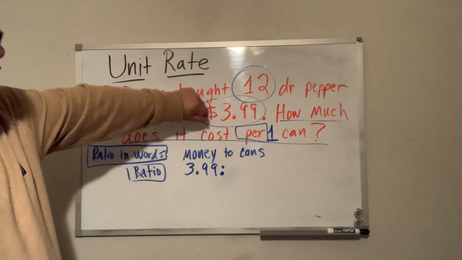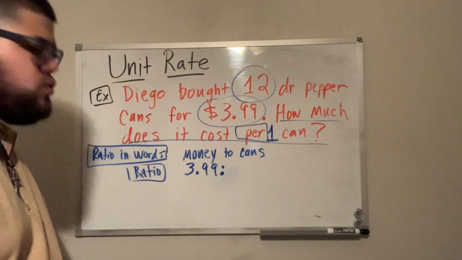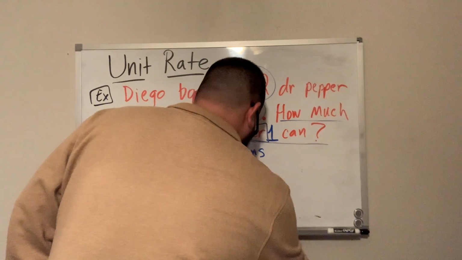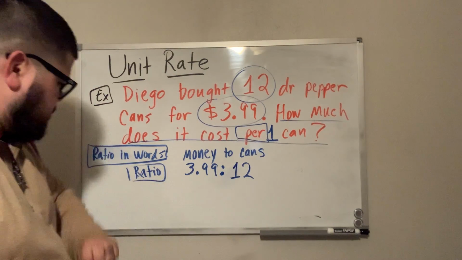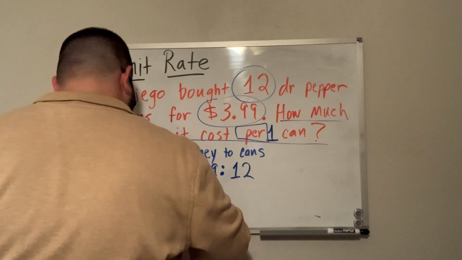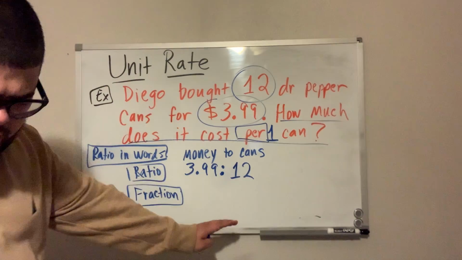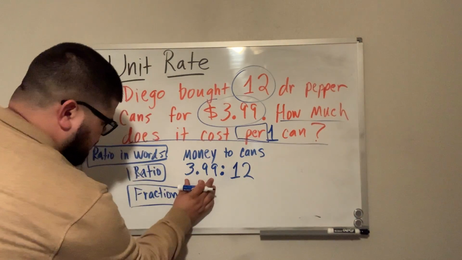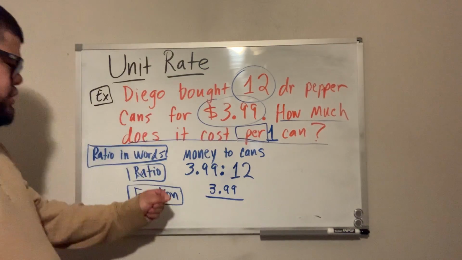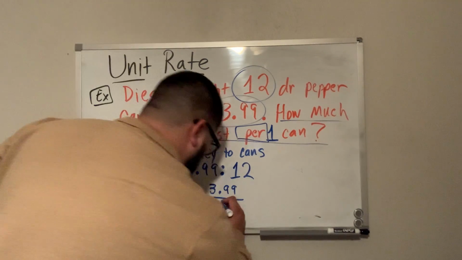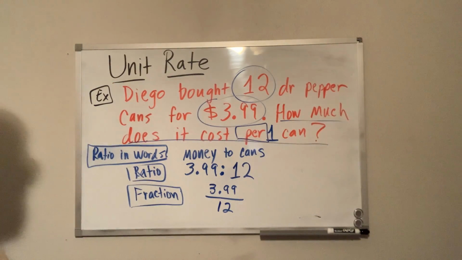So how many cans did they give us? $3.99 for how many cans? 12, right? That's what I'm going to write here. Okay, so we know this is our ratio. Now, let's write it as a fraction. Our fraction is going to be what? Remember, this number on the left goes in the numerator. So $3.99 will go in the numerator of the fraction. And the number 12 will go in the denominator. So there's our fraction, okay? Make sure you have this written down.